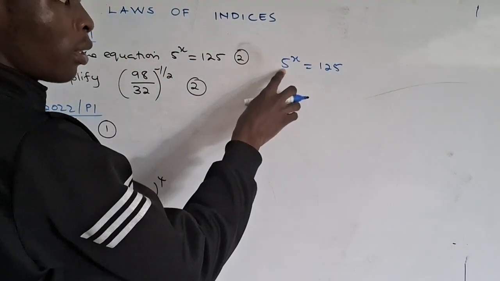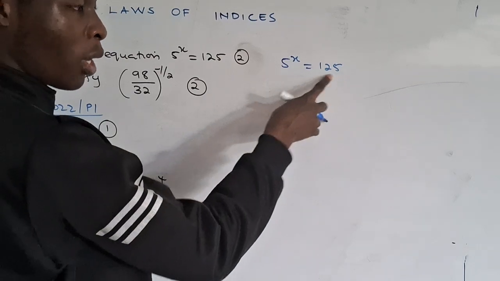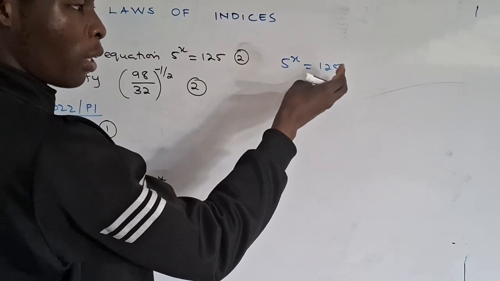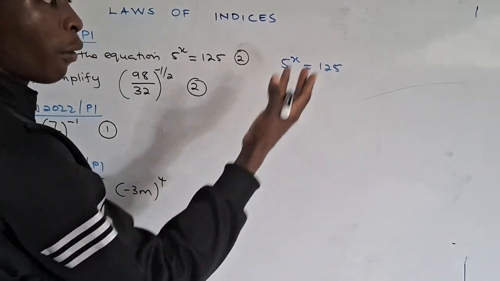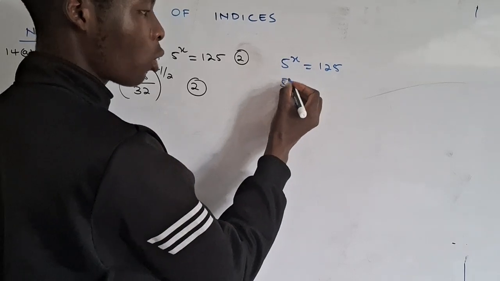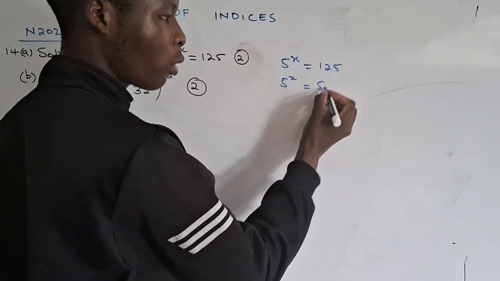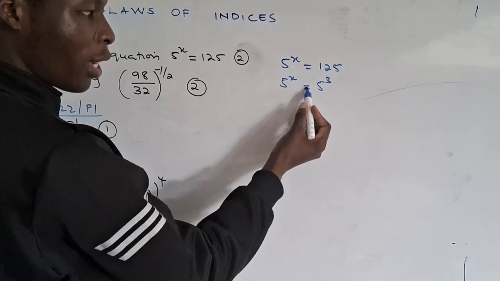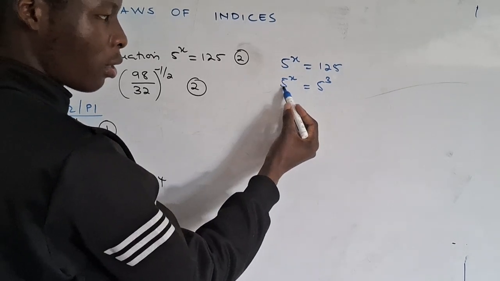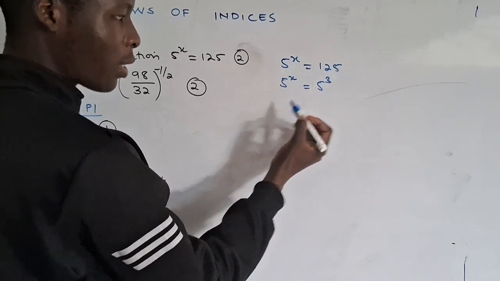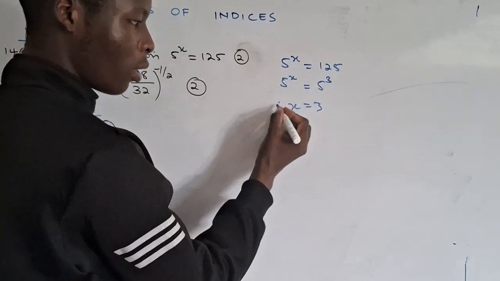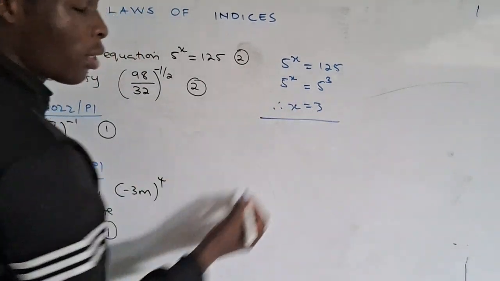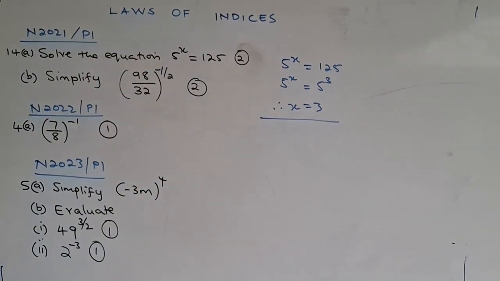See, this is 5 to the power x is equal to 125. You can also express this as 5 to the power something. So this is 5 to the power x is equal to 5 to the power 3. Since the left hand side is equal to the right hand side, this is 5, this is 5, it implies the powers are equal. So x is equal to 3. Then you get 2 marks.